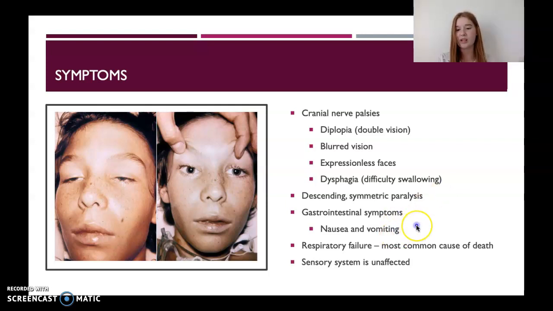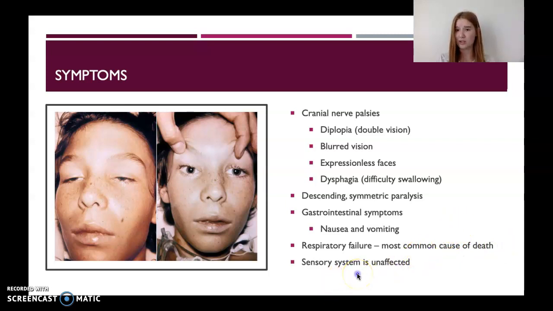Some nausea and vomiting is also common, but it is not known if this is caused by the toxin itself or by some other form of contamination. Finally, respiratory failure may occur if the muscles involved in breathing are paralyzed. This is the most common cause of death.